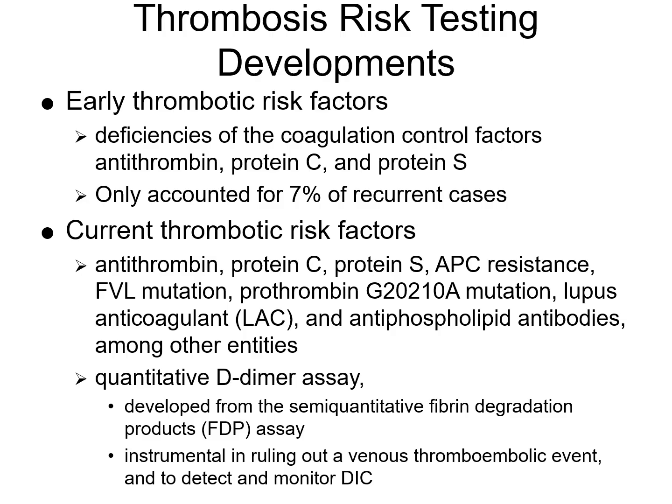For D-dimer assay, the quantitative D-dimer assay was developed from earlier semi-quantitative fibrin degradation product assays. It is a highly useful test in clinical practice. The D-dimer test is particularly important for ruling out venous thromboembolic events such as deep vein thrombosis and pulmonary embolism where the test is negative. It can also help to detect and monitor disseminated intravascular coagulation or DIC. So because D-dimer reflects ongoing clot formation and breakdown, its measurement helps clinicians assess thrombotic risk and manage coagulation disorders effectively.